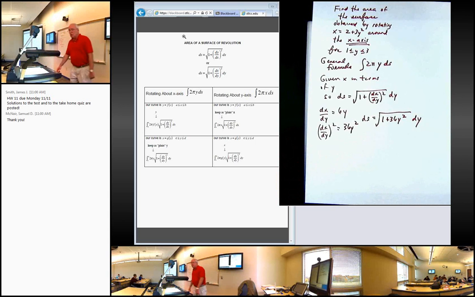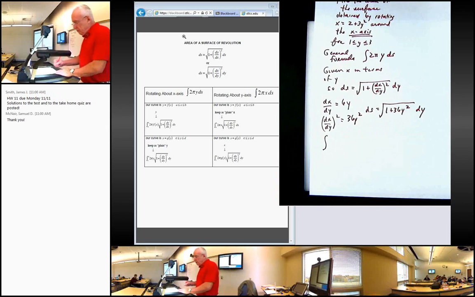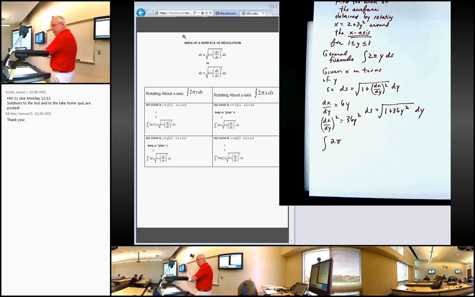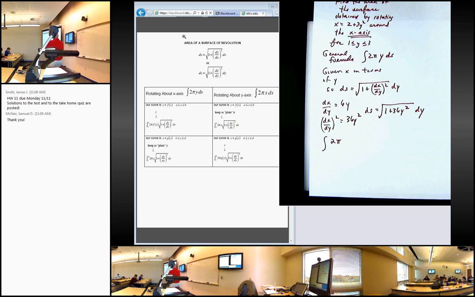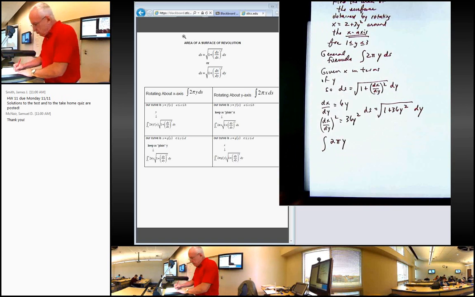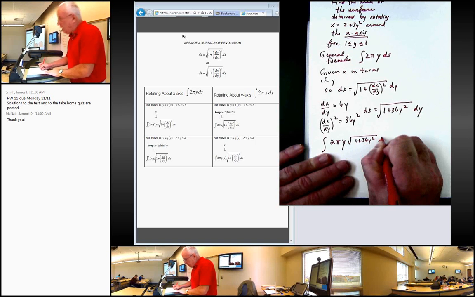Okay, and now let's go to our general formula here. It's going to be the integral of 2 pi. Now here, notice everything's in terms of y. Am I going to put something with x in it, or am I just going to put y as my next thing that I write? Just put the y. Right, 2 pi y times the square root of 1 plus 36y squared dy, like that.